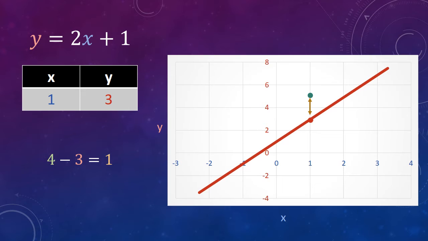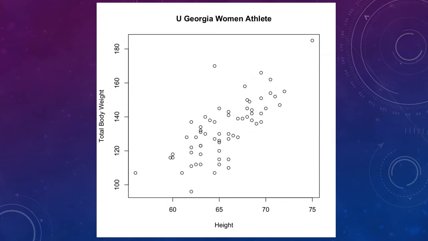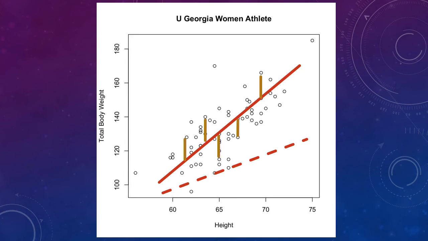So in finding a regression line, we add up all the squared residuals and find the line that has the smallest set of residuals. For example, suppose we look at the total body weight and height data from the University of Georgia women athletes. A good fitting line might be this solid red line here. A poor fitting line is this dashed line here. Notice how the residuals for the well-fitting line are smaller in general than the residuals for the poor fitting line.